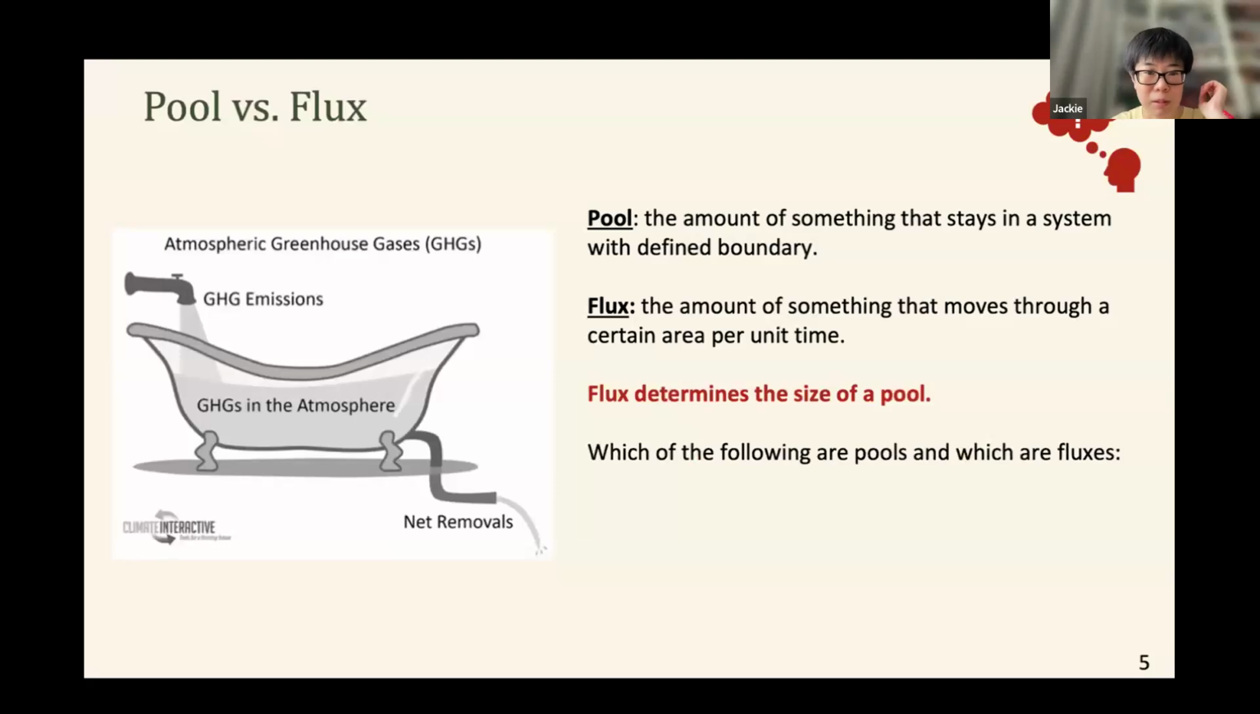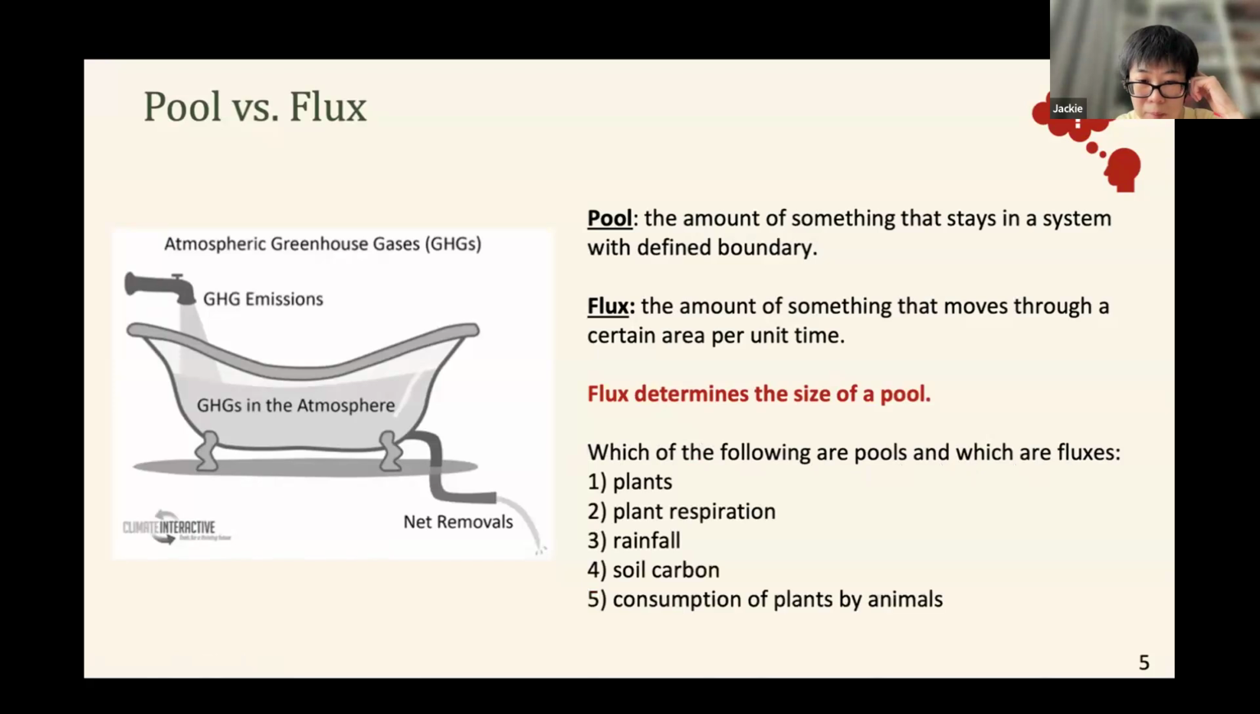All right, so just a little quiz. I'm not sure if we can do that. So here is a question: which of the following are pools and which are fluxes? Okay, so first of all, plants, plant respiration, rainfall, soil carbon, consumption of plants by animals. So we can do this quiz together. So what about the plants? Are plants pool or flux?